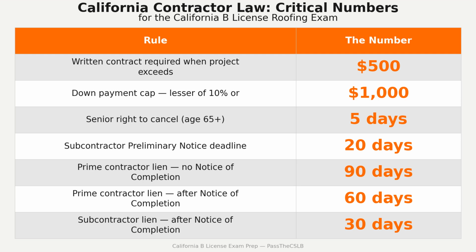Law, 500 triggers the written contract, 1,000 or 10% down payment cap, lesser of the two. 20 days for preliminary notice, 90-60-30 on the lien. 3 to cancel, 5 if 65. And C-39 cannot claim the workers' compensation exemption. Ever.